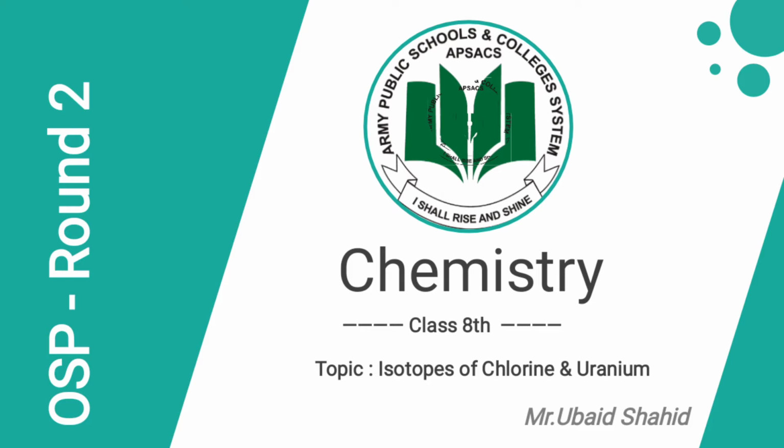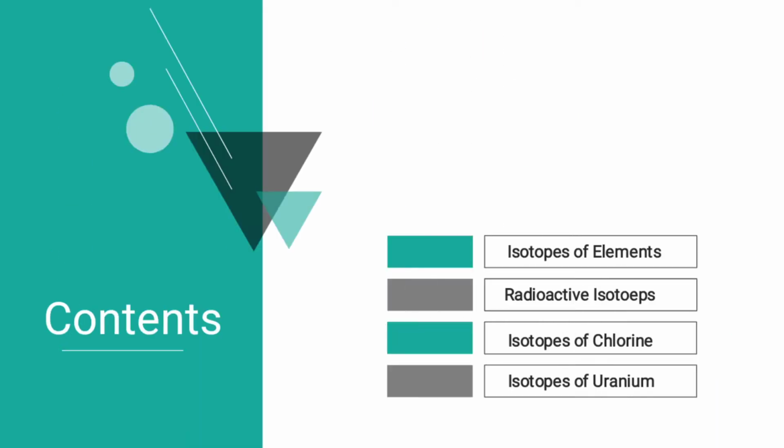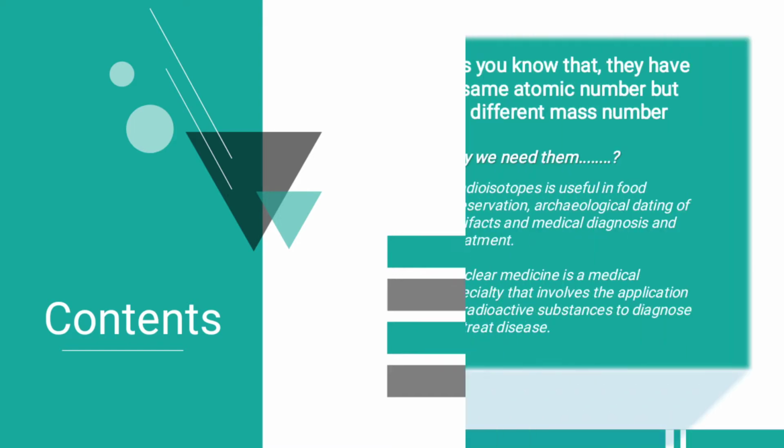This is OSP round 2 and welcome to your chemistry class. Today our topic is about isotopes of chlorine and uranium. Here's the content which we are going to discuss in this video tutorial. It's about isotopes of elements, radioactive isotopes, isotopes of chlorine and the isotopes of uranium.